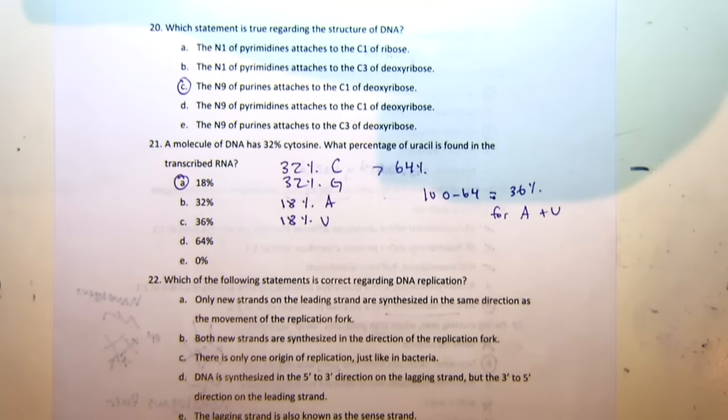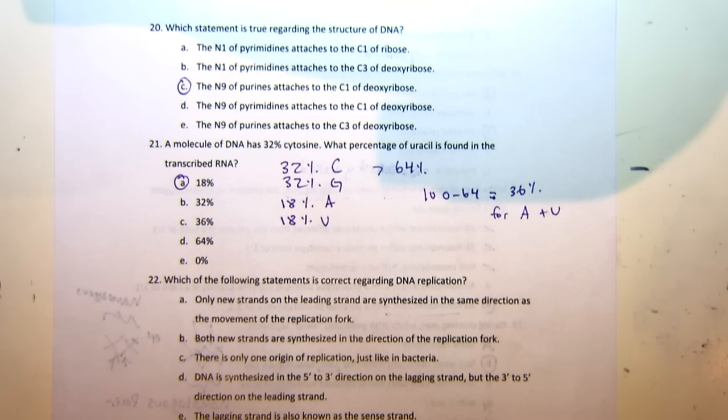So the math is pretty simple. You just need to know for this problem that the amount of A is going to equal the amount of U, and the amount of C is going to equal the amount of G, and they both add to 100%. Yes? So if you would have just kept it as a molecule of DNA has 32% cytosine, what percentage of uracil is found? It's 0. Right?